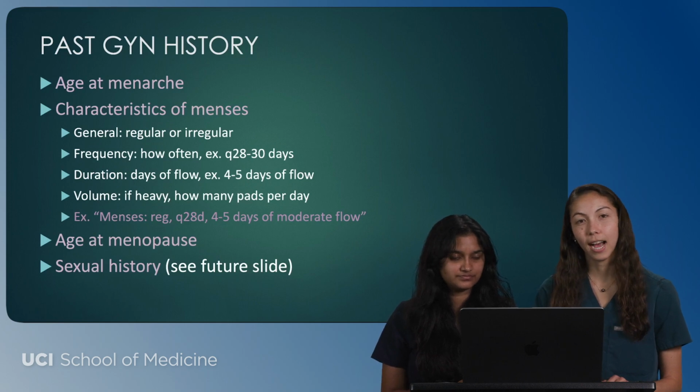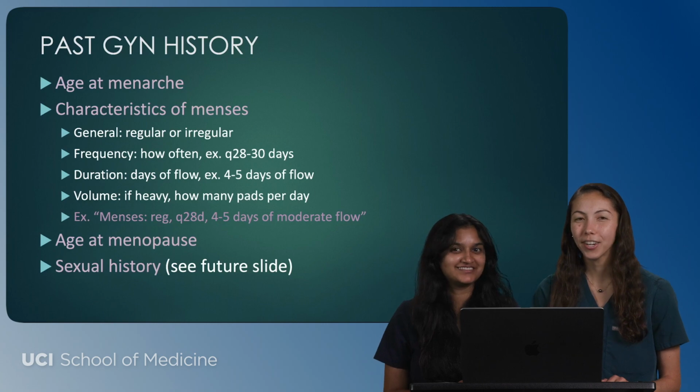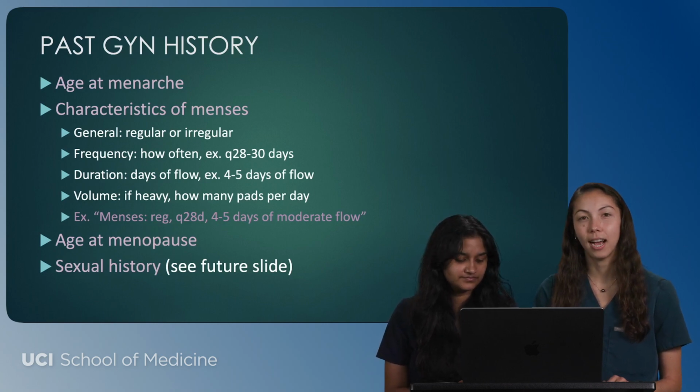So you want to first ask what age they hit menarche. Wait, what's menarche? So menarche is just when someone started having their periods. And it's really important to ask about the details or the characteristics of a typical menstrual cycle for that patient. And each of us experience menses in a different way, so it's really important to ask about these details.